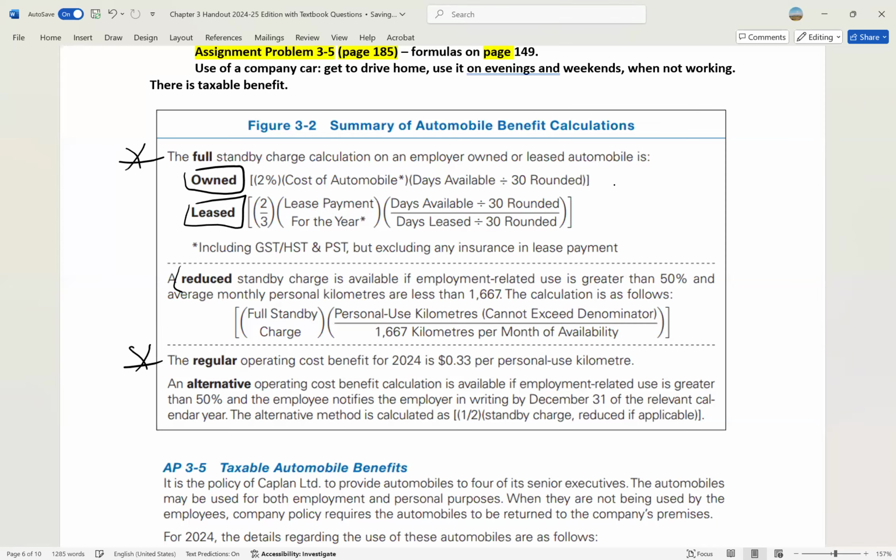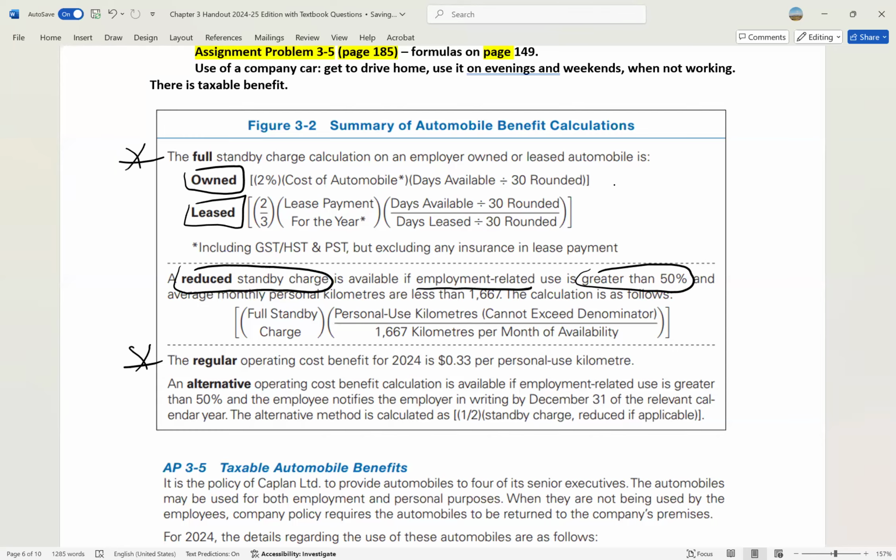Then you get what we call this reduced standby charge. If your employment use is greater than 50% of all the kilometers driven, then you get this reduced standby charge because you're using it more than 50% for employment use, very little for personal use. And we'll go through these calculations together.